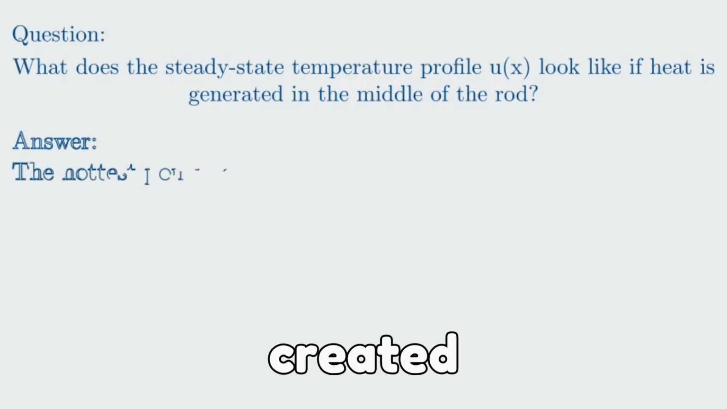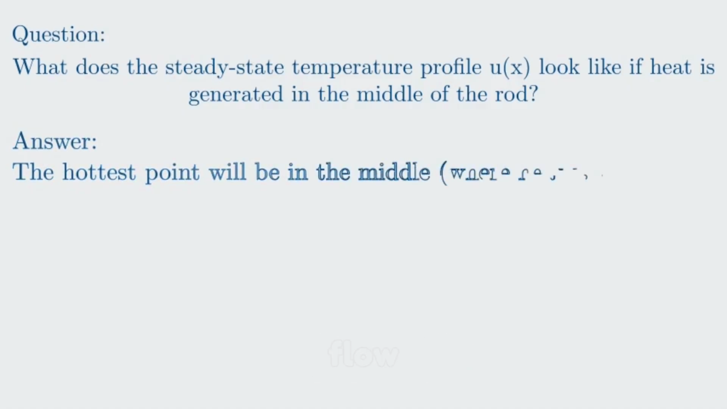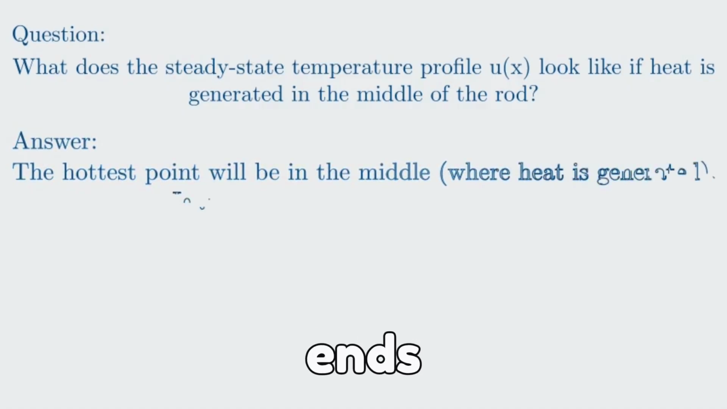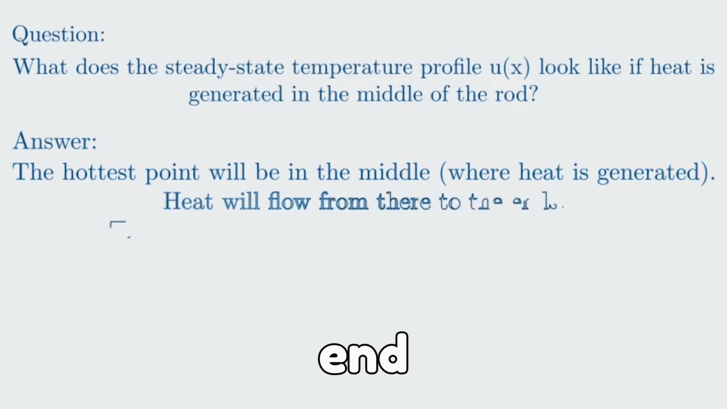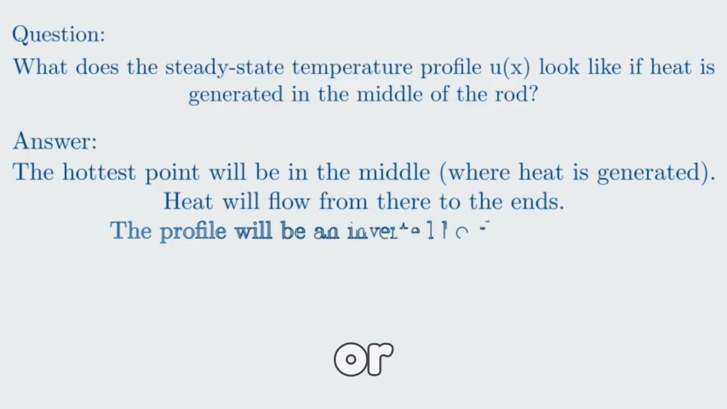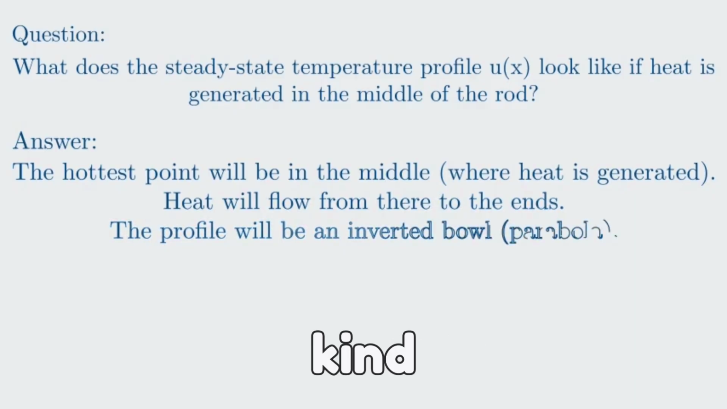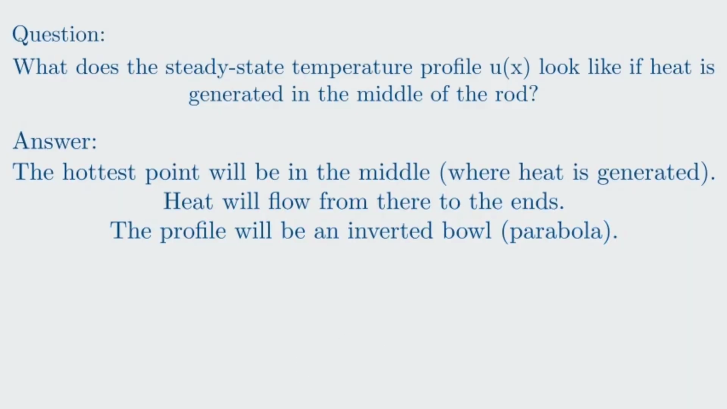If heat is being created at the midpoint, that point will be the hottest. Heat will then flow from the midpoint towards the colder ends. So the temperature must increase as you approach the center from either end. The steady-state temperature profile will look like an inverted bowl or a parabola. This kind of situation would require a more advanced version of the heat equation to solve.